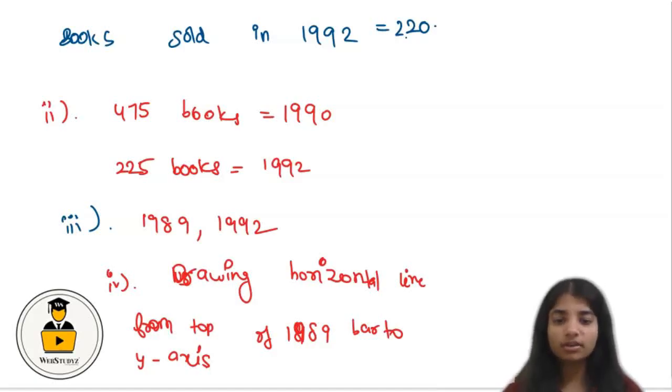So students, in order to solve this problem, we use the basic concept of data handling. I hope you understood the concept well. Thank you.